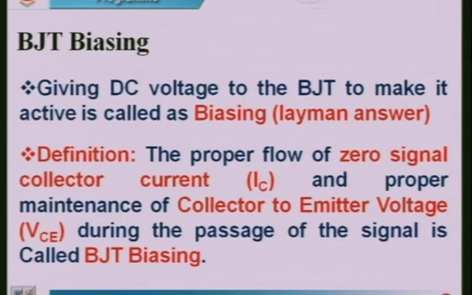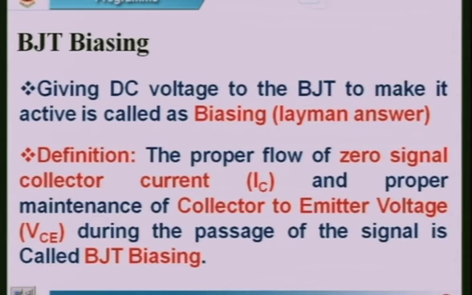But how do you strengthen electronic devices? By providing DC voltages and currents. By providing DC voltages and currents to the BJT, we call it biasing. Giving DC voltage and current to the BJT to make it active is called biasing. You are biased by taking breakfast or lunch in the afternoon, then you will be very active and can sit in the class. Just like that, giving DC voltage and current to the BJT is called biasing.